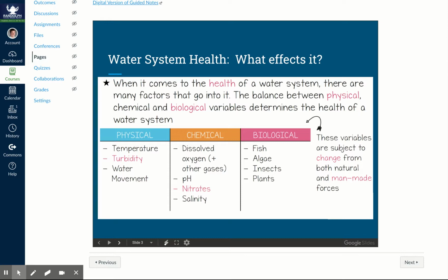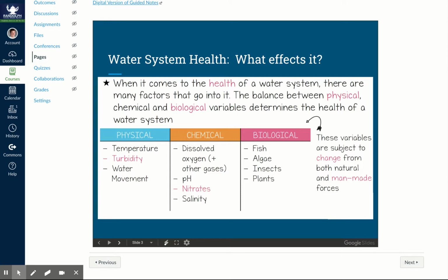The amount of other gases that are dissolved in the water, the pH, which is the percent of hydrogen. We talked about this briefly in the chemistry unit when we're looking at pH. If in a solution there are more hydrogen ions, then it's going to be more acidic. And if there are more hydroxide ions, it's going to be more basic. So we'll look a little bit deeper at that pH scale.